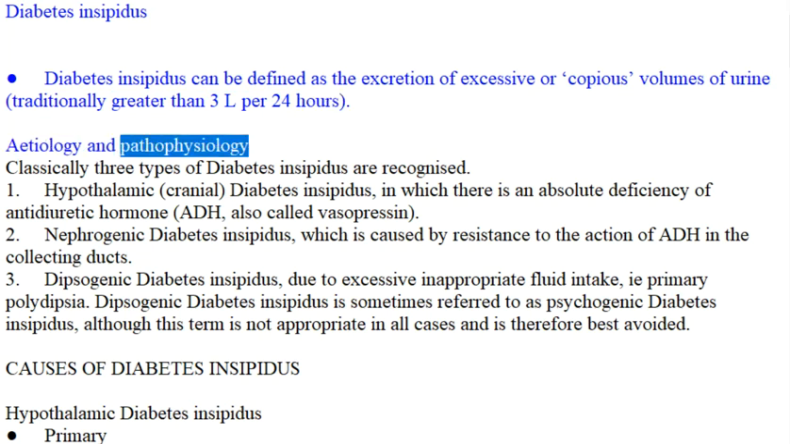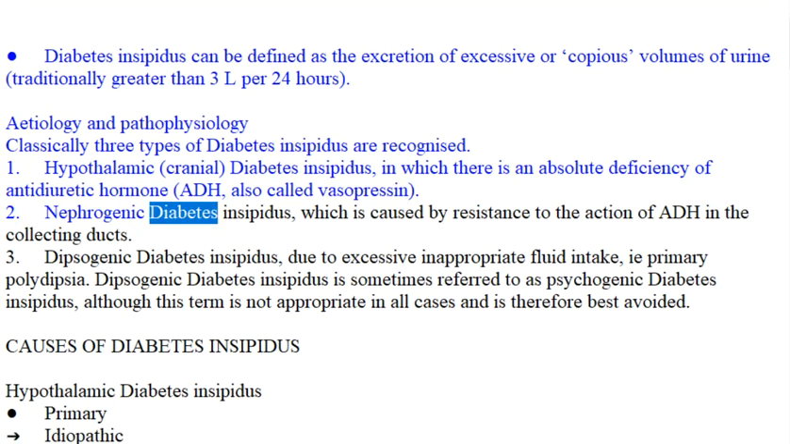Etiology and pathophysiology. Classically, 3 types of diabetes insipidus are recognized. 1. Hypothalamic, cranial, diabetes insipidus, in which there is an absolute deficiency of antidiuretic hormone, ADH, also called vasopressin. 2. Nephrogenic diabetes insipidus, which is caused by resistance to the action of ADH in the collecting ducts.